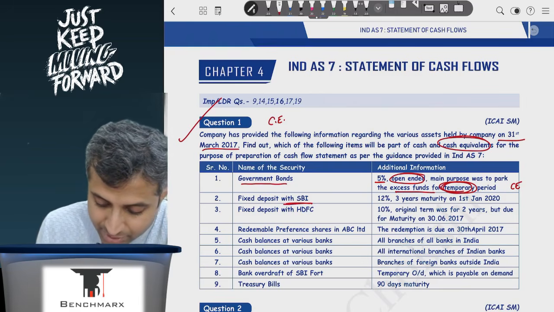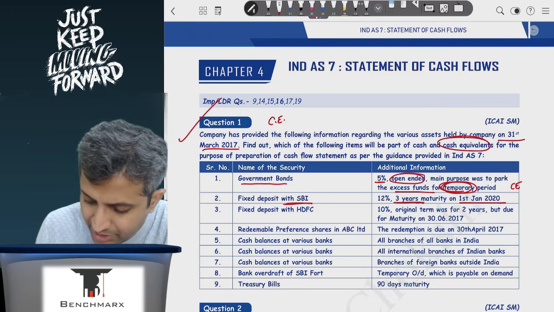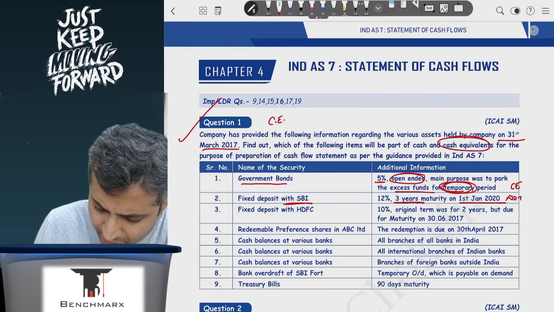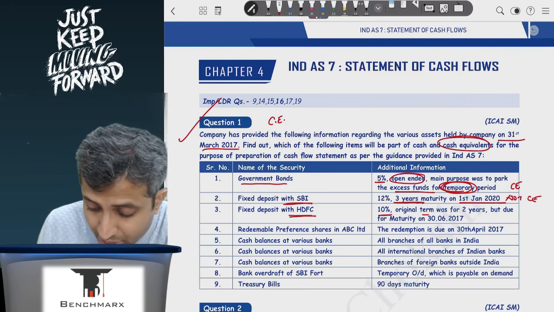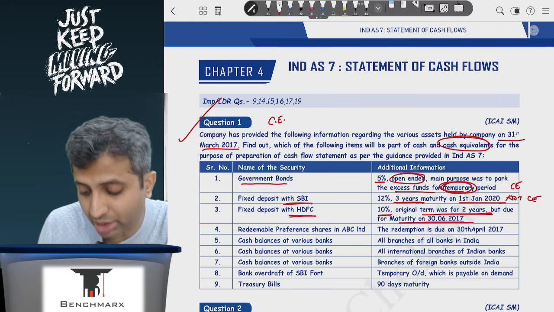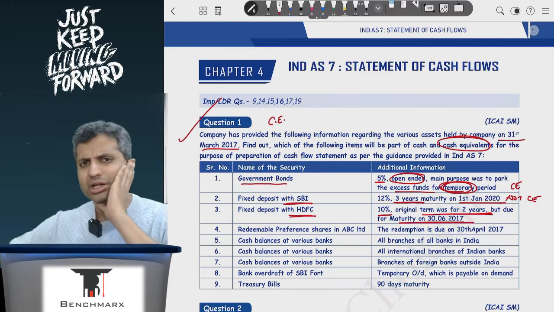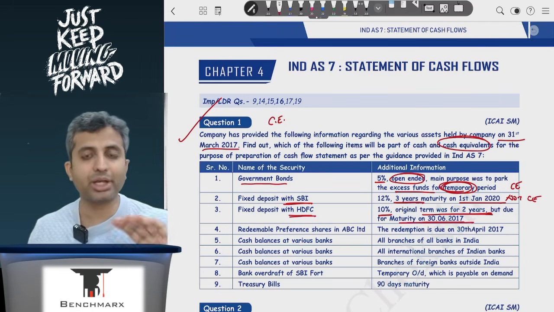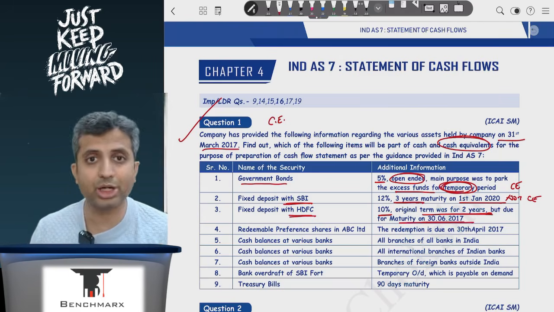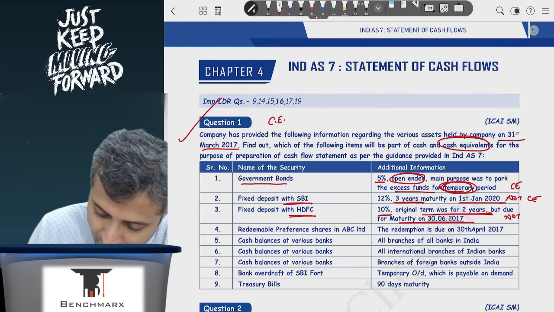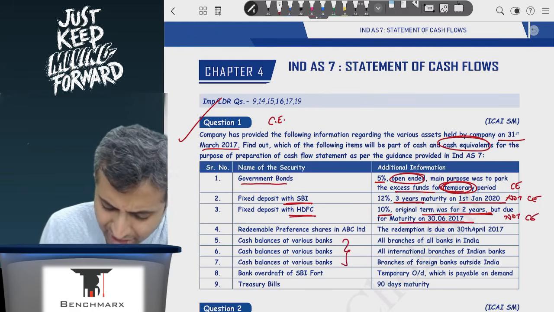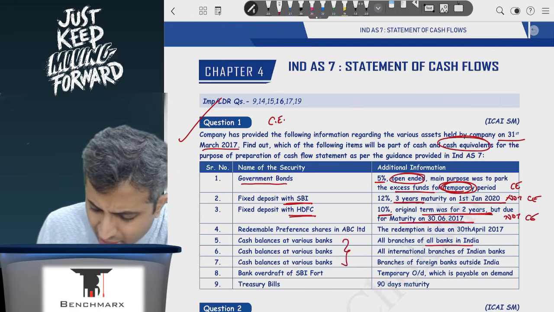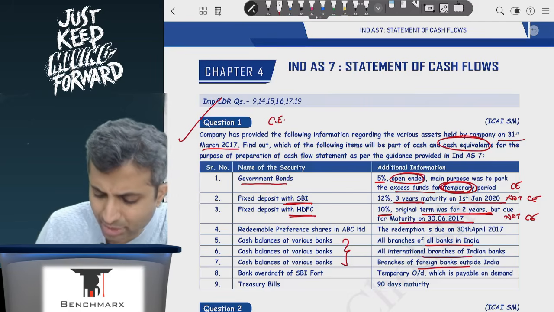A fixed deposit with SBI, it's a 3-year maturity on 1st January 20, it is not a cash equivalent. Fixed deposit with HDFC, it's 10%. Original maturity was for 2 years, but the maturity is due on 30th March. So if I count from the balance sheet date, it's just 3 months away. But for cash equivalent, I don't count from the balance sheet date, I count from the date of acquisition, and hence this is not a cash equivalent. Point 4 we will see. Points 5, 6 and 7, these are cash balances in India, international branches or foreign branches. We will say it does not really matter.